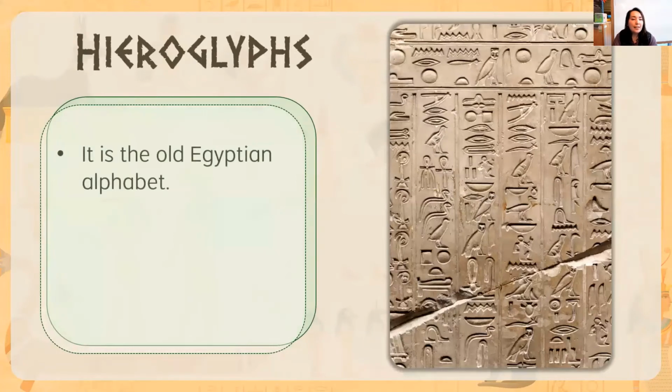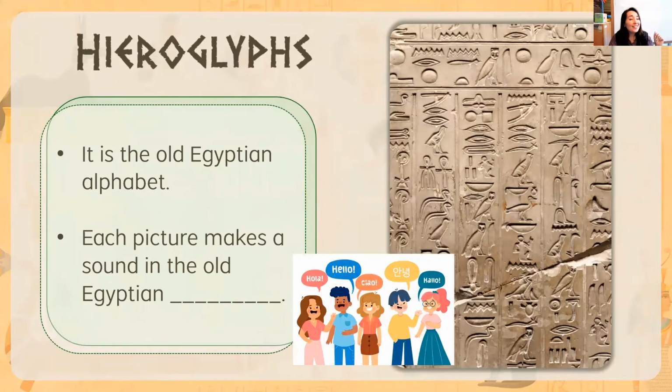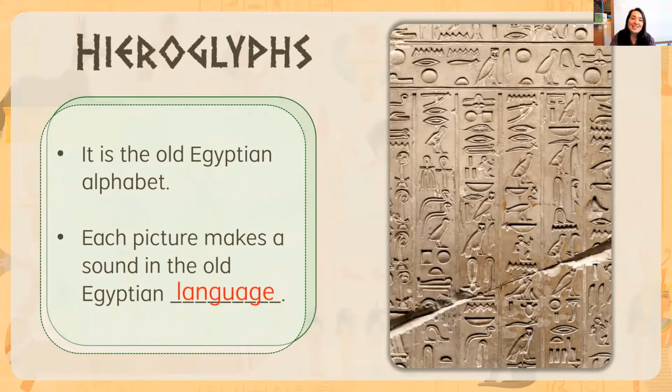The hieroglyphs are the old Egyptian alphabet, like A, B, C, D, E, F, G, but for Egyptians. Every picture, this bird, the bowl, this owl, the snake, those are all Egyptian alphabet sounds. Each picture makes a sound in the old Egyptian, what is it called? Language. Very good job.